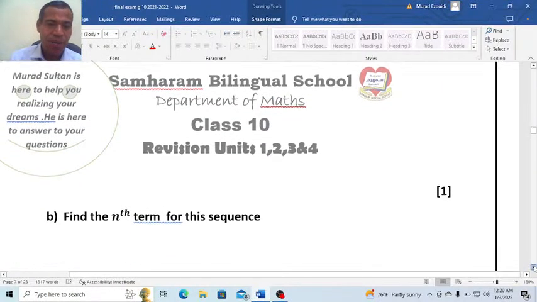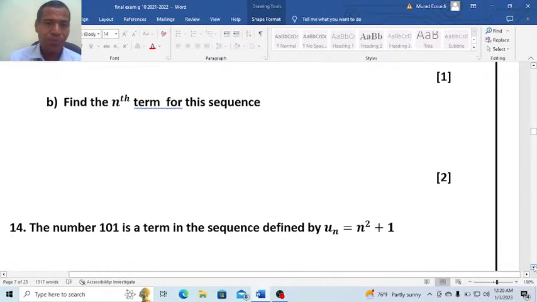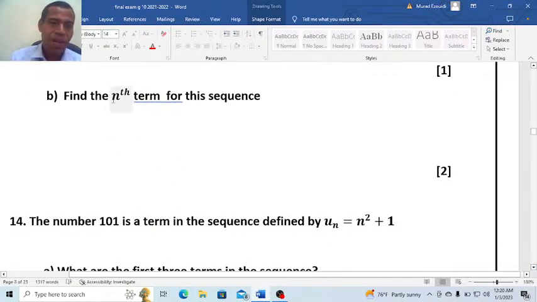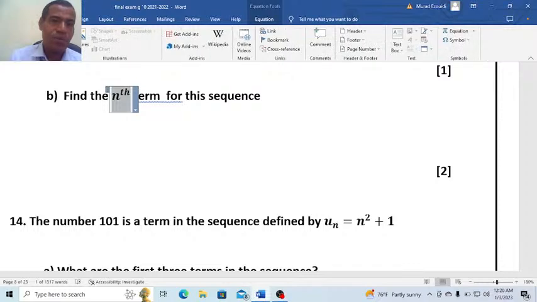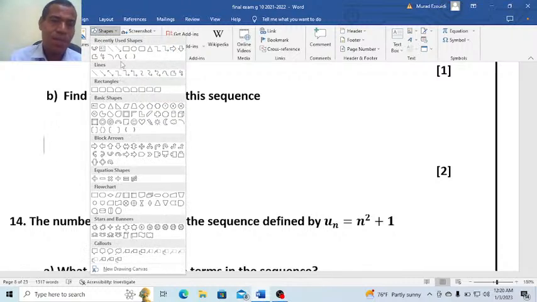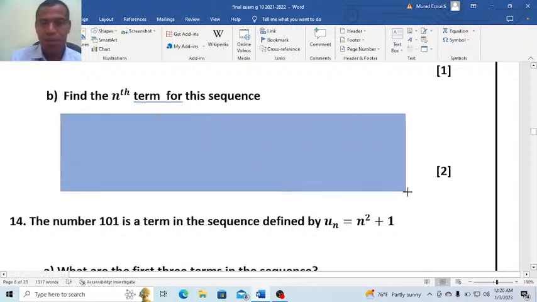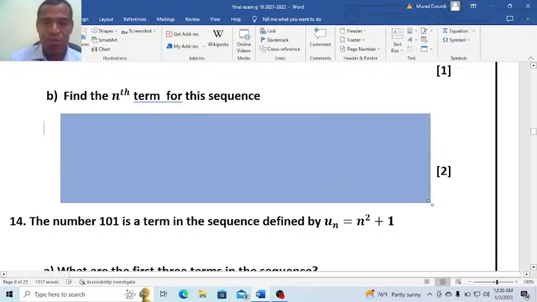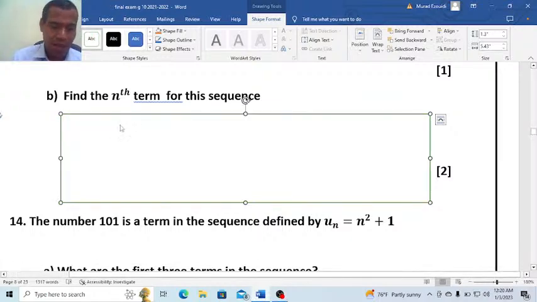Therefore, now the question is to find the nth term, learners. To find the nth term here, it's very simple and very easy. I will just do it again from the beginning. It means you are going to find the common difference, and then you are going to substitute in your nth term formula to find the nth term of the arithmetic sequence.